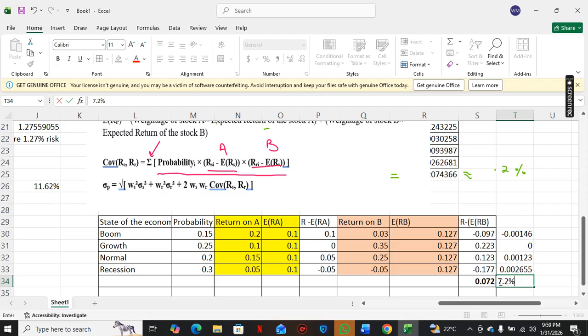Then this 7.2%, it's not a very strong relationship. Okay? The higher the percentage, the stronger the relationship. But here, since it's 7.2%, that's not a strong relationship between these two investments. Okay? Any questions?